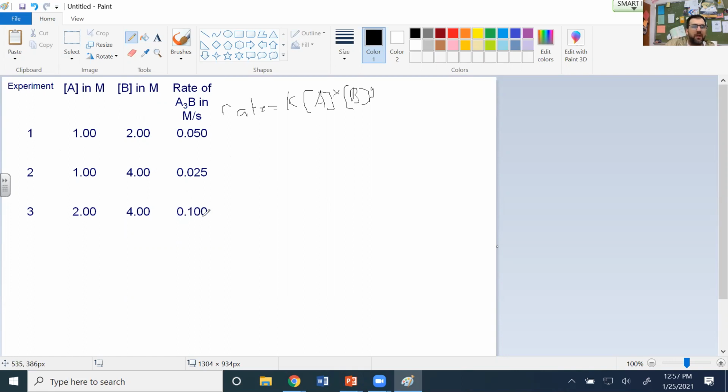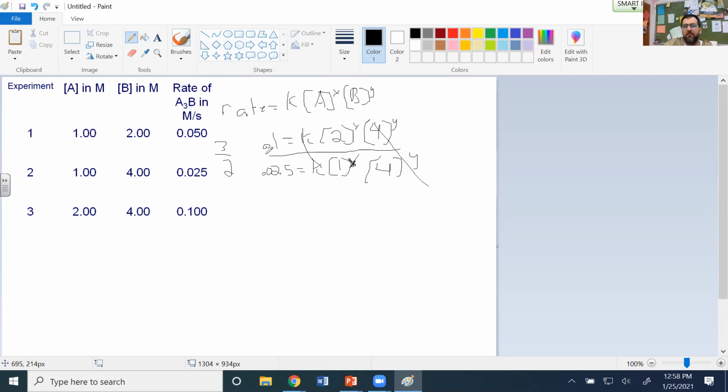So I'm going to pick experiment 3 and divide it by experiment 2. So the rate of experiment 3, 0.1, equals K, and then 2 to the X power, and then 4 to the Y power. And I'm going to divide this by the second experiment. So 0.025 equals K, 1 to the X power, I wrote Y, and then 4 to the Y power. K's cancel, 4 to the Y's cancel.